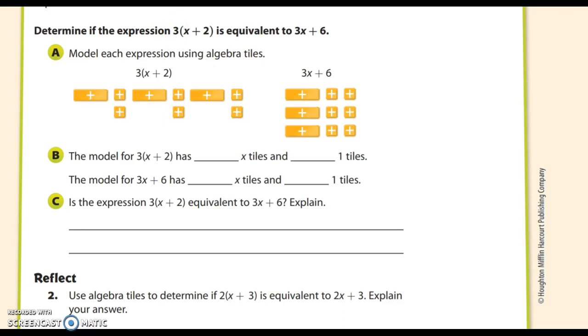And here's how we can prove it on B. B says the model for 3x plus 2 has blank x tiles. That's an x, that's an x, and that's an x. So it has 3 x tiles. And it has how many 1 tiles? 1, 2, 3, 4, 5, 6. The model for 3x plus 6, that's this model right here, has blank x tiles. 1, 2, 3. And blank 1 tiles. 1, 2, 3, 4, 5, 6.